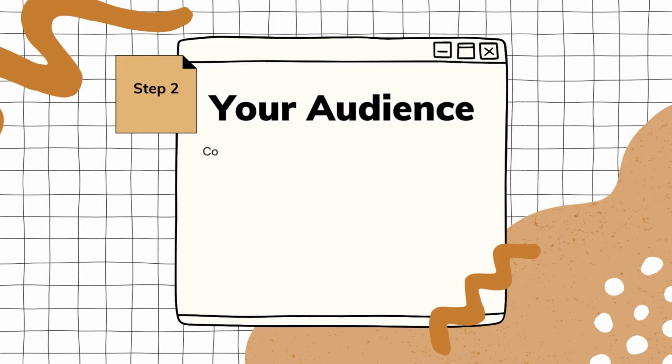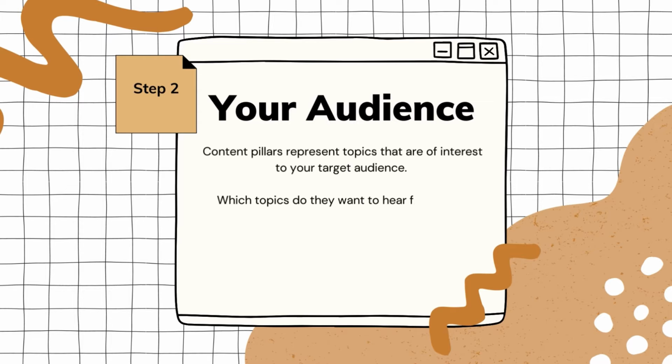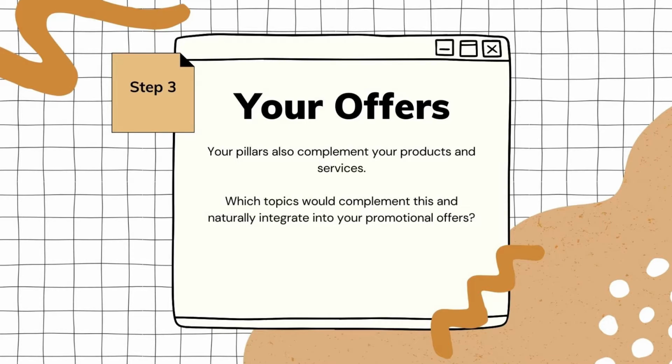That's one way that you can get started. Think about those topics, write those down, your expertise. The next thing you want to do is write down the topics that are of interest to your target audience. Think about your target audience and the topics that they would find interesting. And then finally, the last item on this list is to think about your offers, your products, or services.